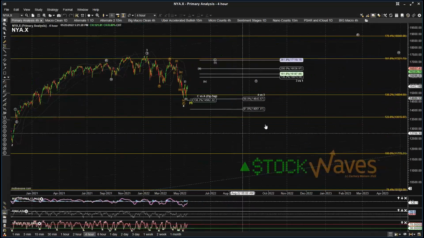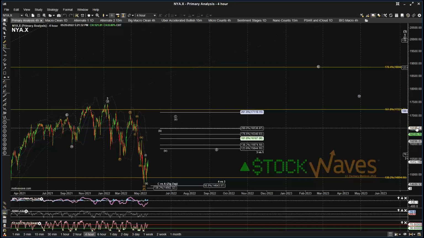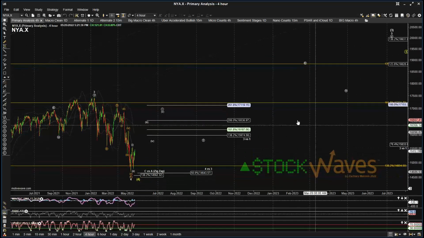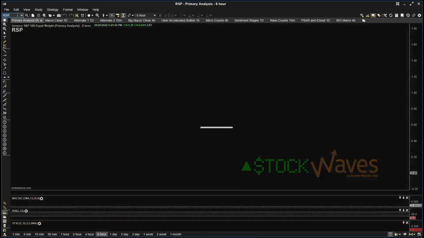But good look there. And we've also looked at the RSP before, so heading towards the 20,000 level on the NYSE, and then RSP as well.